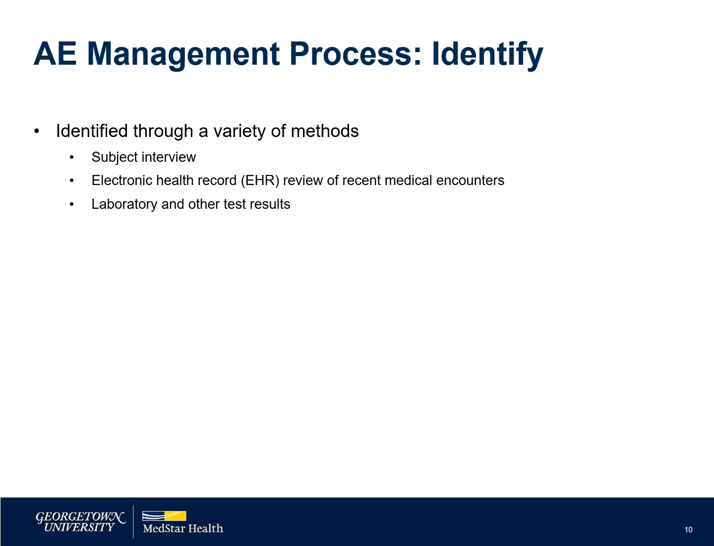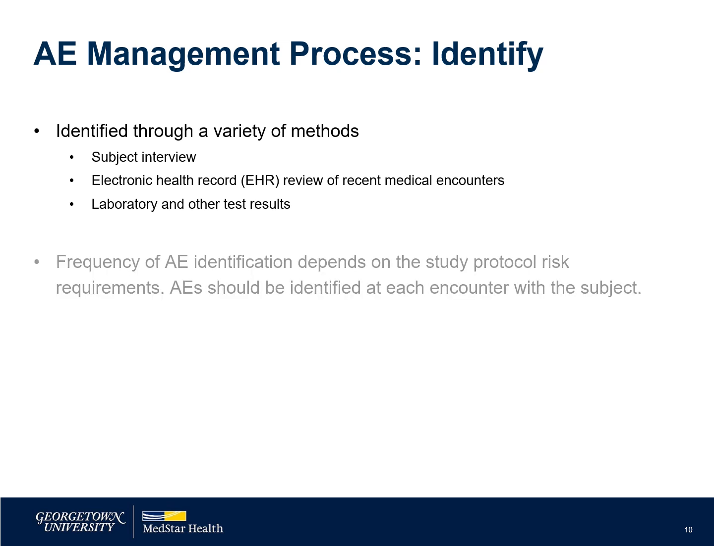Adverse events are identified through a variety of methods, including subject interview, electronic health record review of recent medical encounters, laboratory results, ECGs, or other test results. Identification of adverse events should be done minimally at each encounter with the subject and more often depending on protocol risk requirements. Review of the electronic health record between subject encounters may be required.